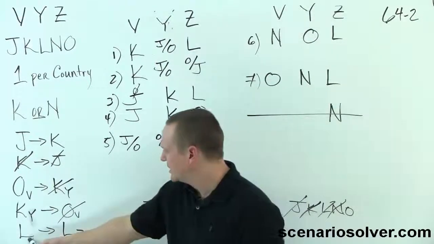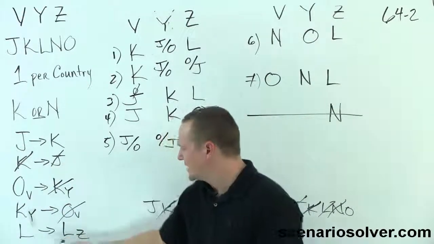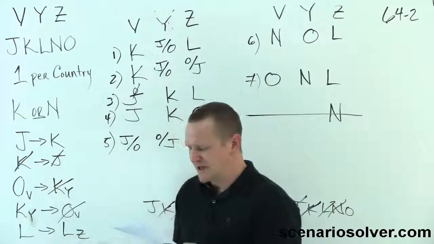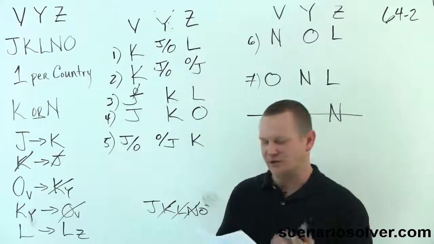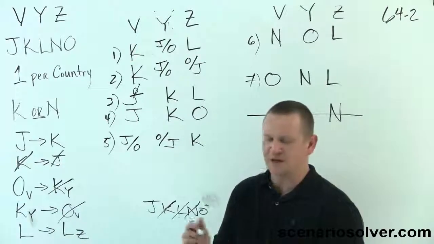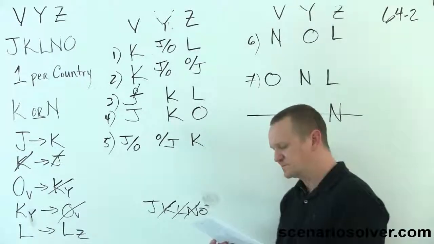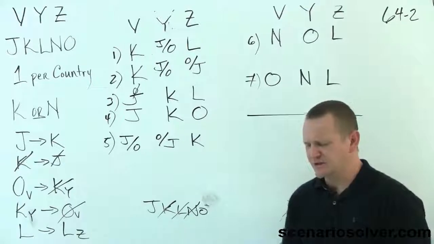And the last rule we have, the fourth rule, is if L occurs, it must occur in Z. And if you look at C, L actually occurs in V, so C falls out, and we're left with answer choice B. Okay, let's look at 8.